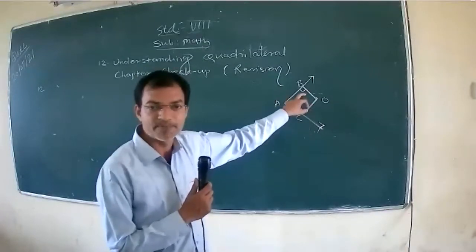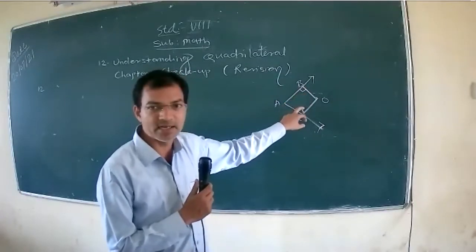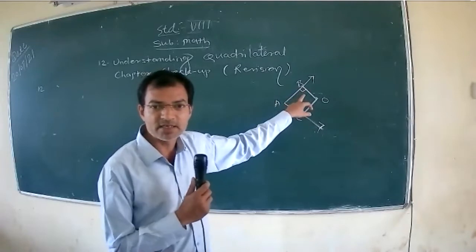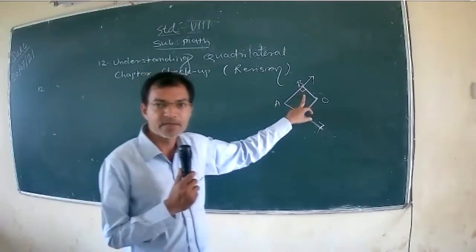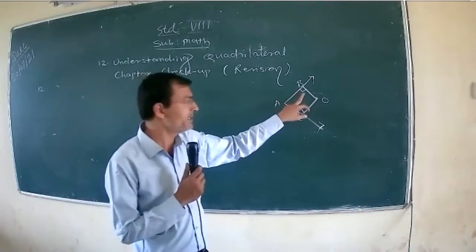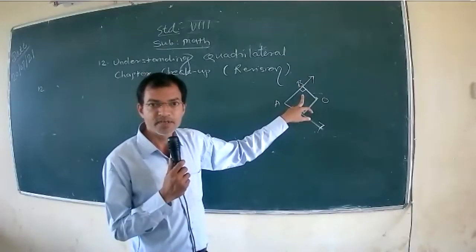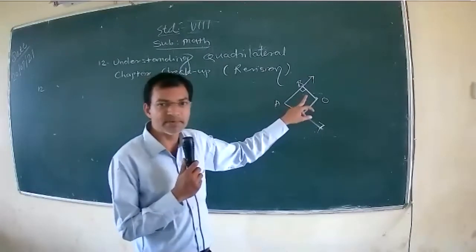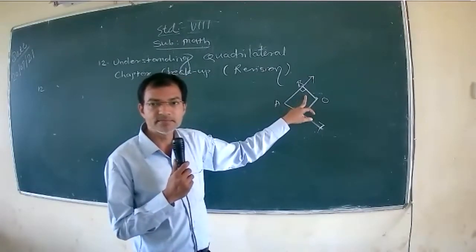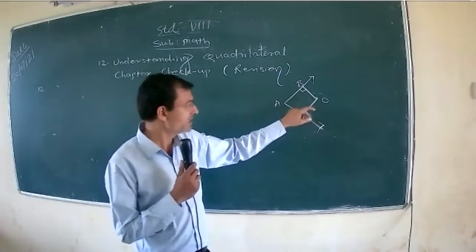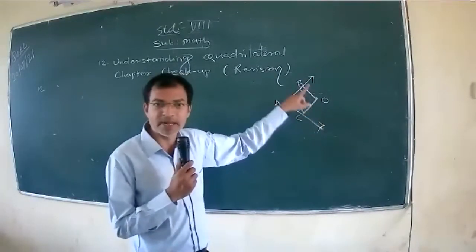Means this is a right angle. This is perpendicular. Means this is a right angle. Means what is the measurement of this angle? Can you tell me? Hello? Can you tell me what is the measurement of angle B? Hello? Yes, sir. Can you hear me? Yes, sir. Can you tell me what is the measurement of angle B?